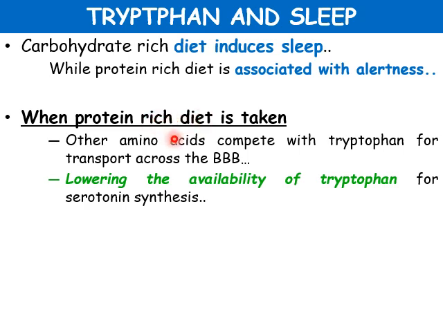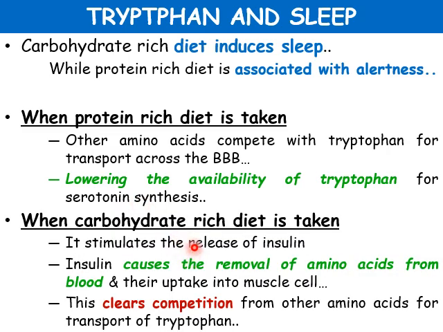When we take protein rich diet, at that time there are so many amino acids in the blood. And these amino acids compete with the tryptophan for transport across the blood-brain barrier, resulting in lowering the availability of tryptophan for the serotonin production in the brain. And we know the serotonin induces the sleep. So in that condition, when we take protein-rich diet, because of this competition between the amino acids, less tryptophan enters into the brain, less serotonin is produced, and that does not induce the sleep.